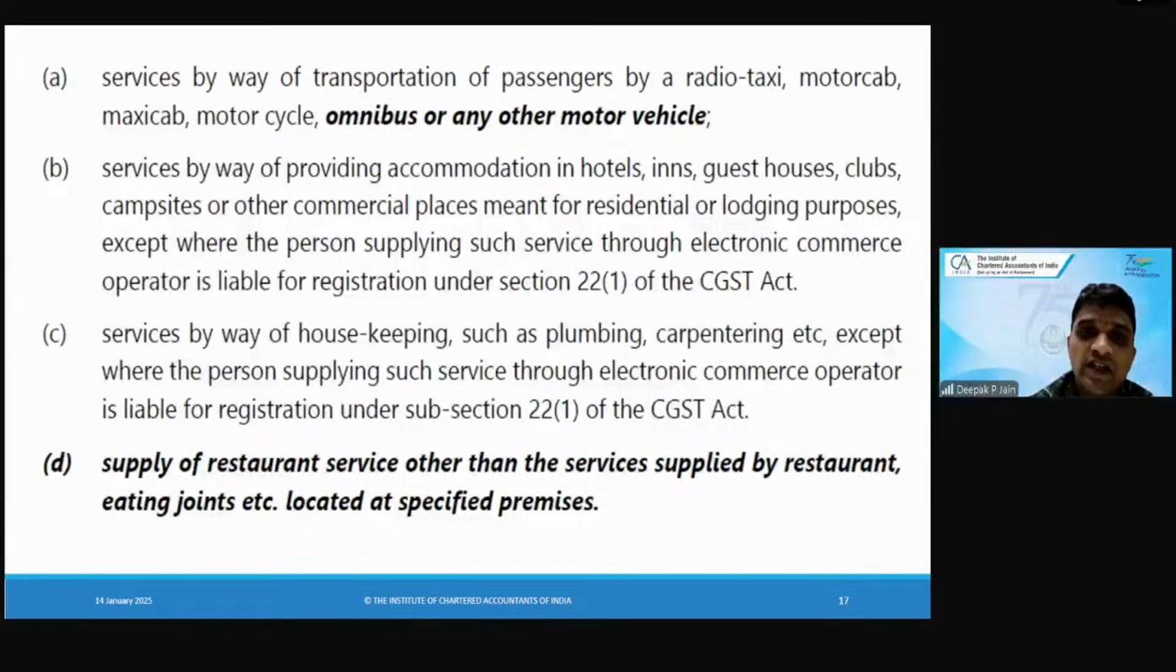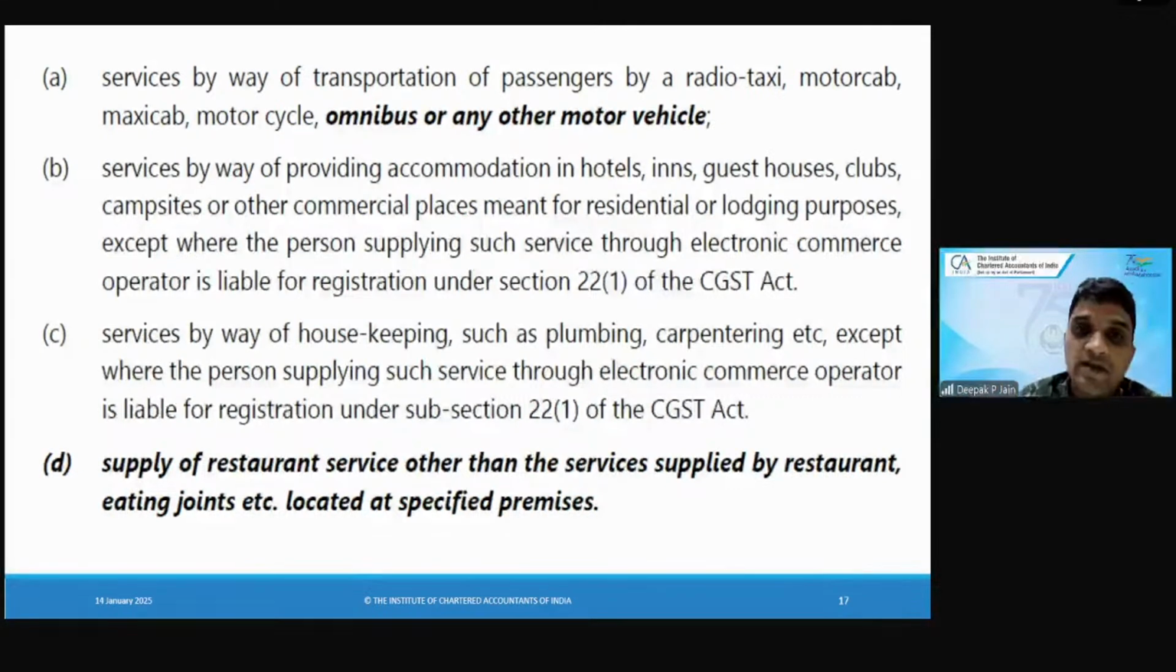In the fourth scenario, in Swiggy and Zomato, when you order food, earlier restaurants used to pay the taxes. Now it is highlighted in black because even if the restaurant is registered, the taxes will be paid by this e-commerce operator itself. So, supply of restaurant services other than service supplied by a restaurant, eating joint at a location at specified premises. We will understand what is specified premises.